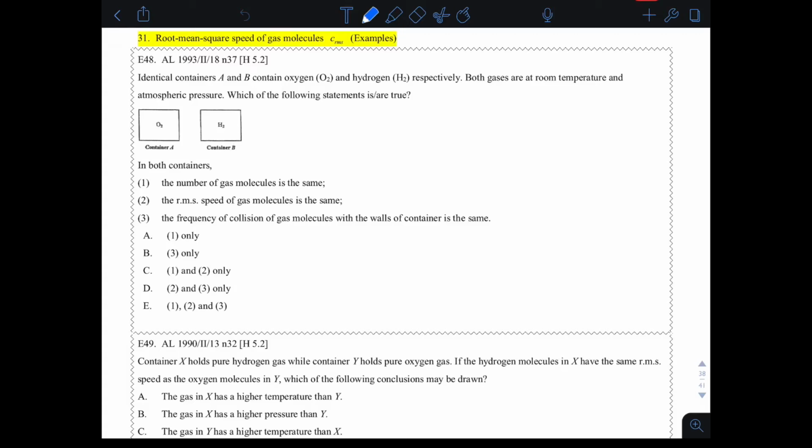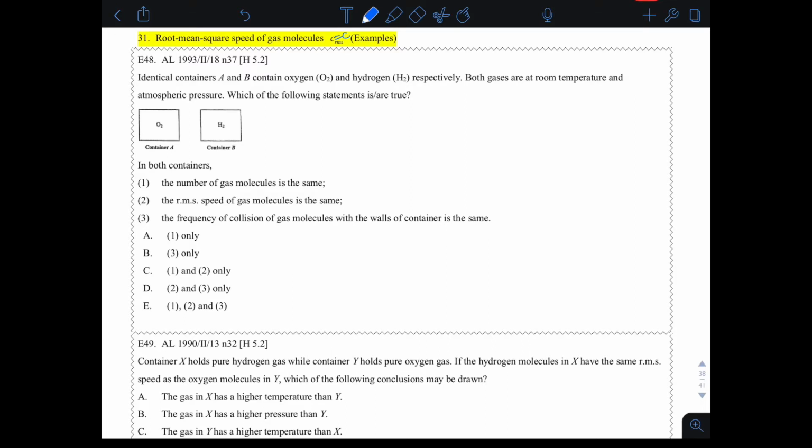And finally, we come to the last part of the calculation, which is calculating the root mean square speed of gas molecules, C_RMS, or we can just say simply C here. The meaning is the same. Then let's look at the question.